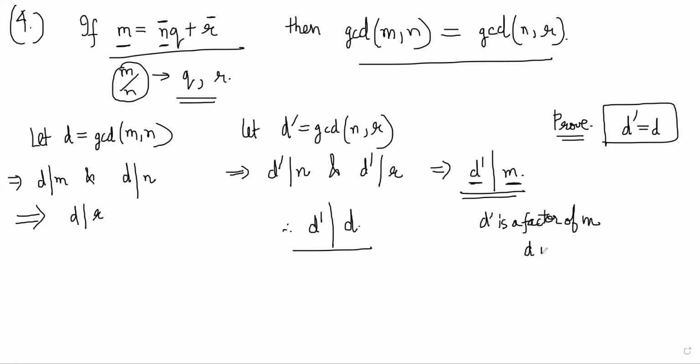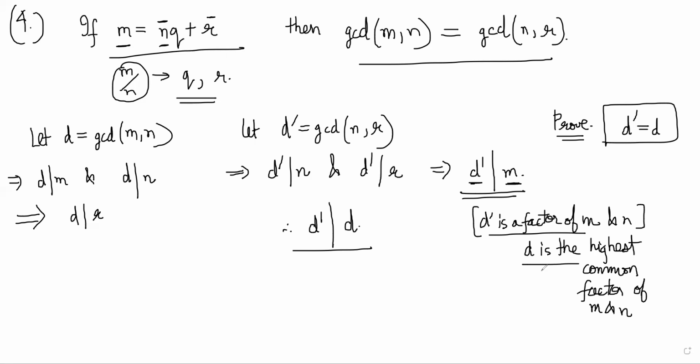and d is the highest common factor of m and n. D dash is a factor of m and n. So D dash is one of the common factors and D is the highest common factor. So D dash divides D, we get from here, right? Now, if we can prove D divides D dash, then we will be done, right?